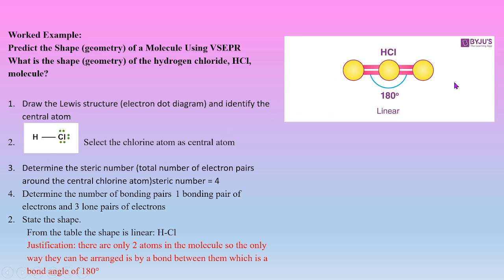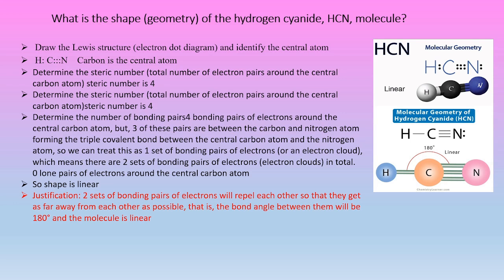Draw the Lewis structure. The Lewis structure is drawn here, like this. Select the chlorine. In this way chlorine has a central atom. You can see how many electrons are present around the chlorine. It is 1, 2, 3 and 1 pair is here. So the steric number is 4. How many bonding pairs? There is only one bonding pair. So there are only two atoms in the molecule. So the only way they can arrange between them is linear, and the bond angle is 180 degrees.